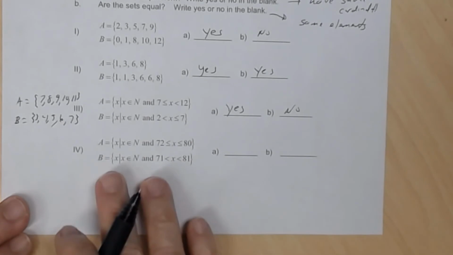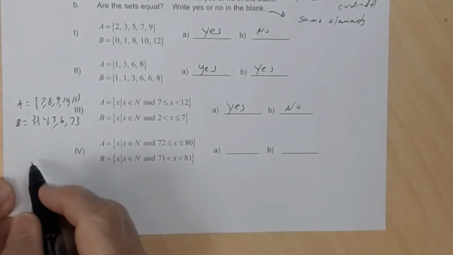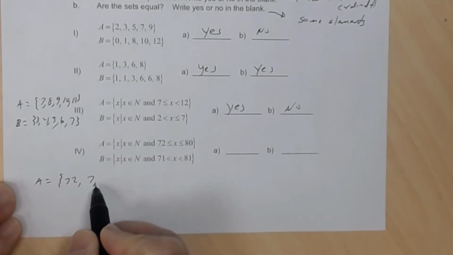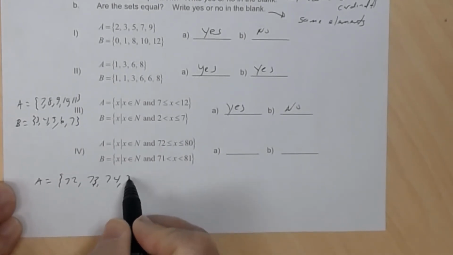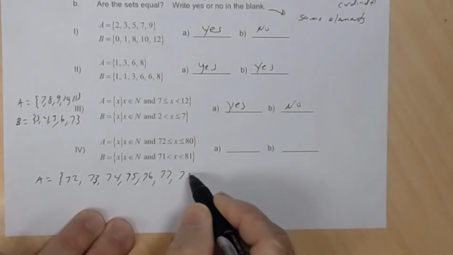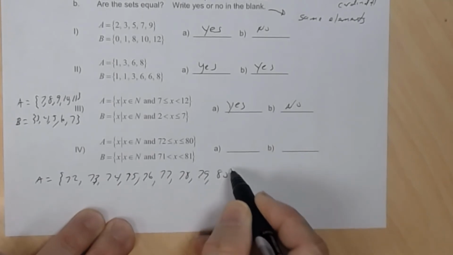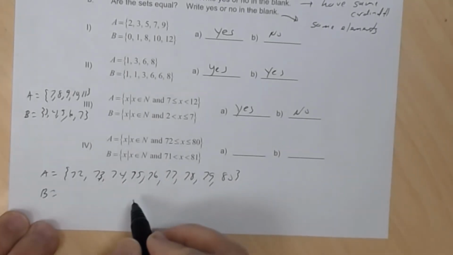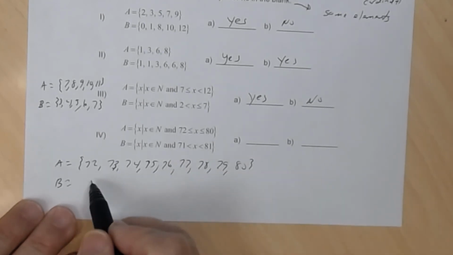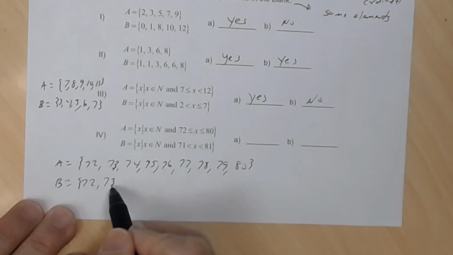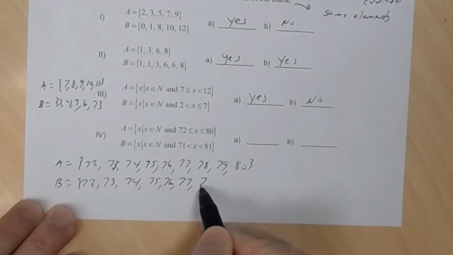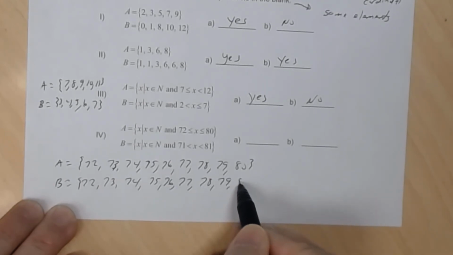Okay, here, do the same thing. Let's list them. So A will be 72, 73, 74, 75, 76, 77, 78, 79, and 80. B will be, all right, so you want all the natural numbers between 71 and 81. So there's no equal sign, so the next one will be 72, 73, 74, 75, 76, 77, 78, 79, and 80.